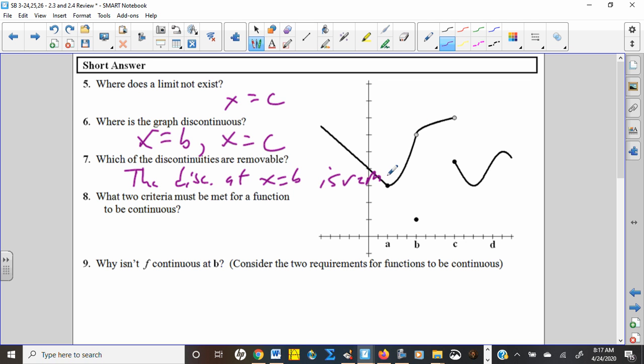In fact, that's the name of it, right? A removable discontinuity. All right, I think you guys get the point. Let's not cover up our graph. We're not done yet. Number 8, what 2 criteria must be met for a function to be continuous?